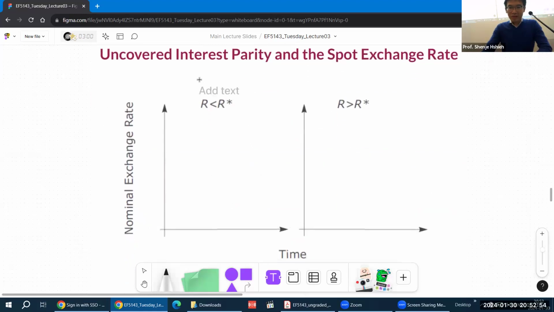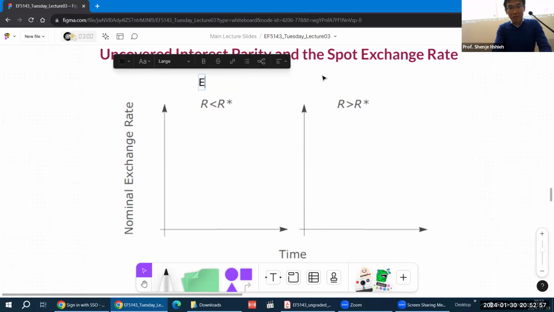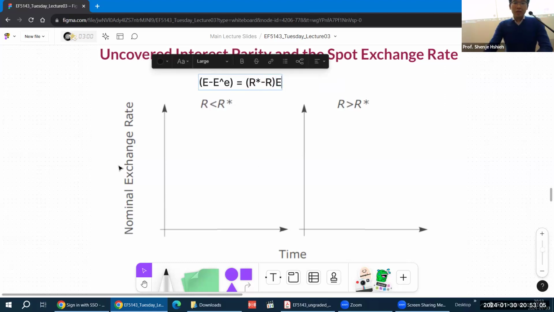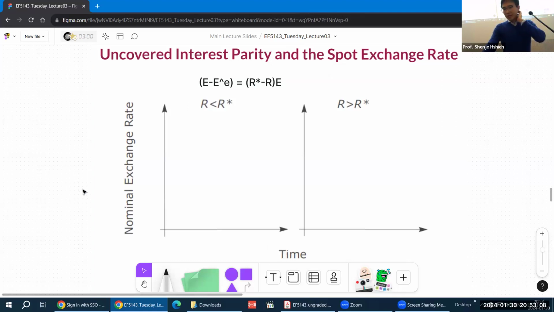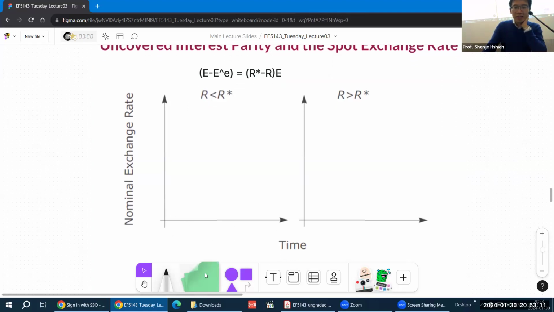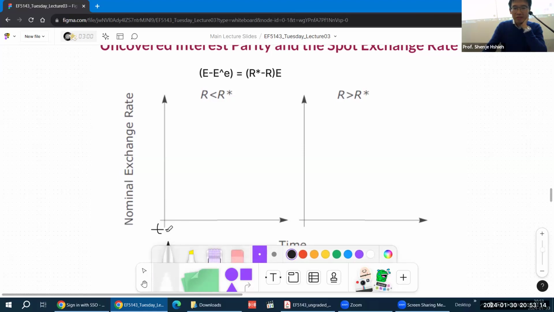Okay, so maybe I write the equation that I just mentioned up here so that we know what we're looking at. E minus E hat E is equal to R star minus R times E. Okay, so look at this graph. We have the x-axis as time goes from time equals 0, the time of bank deposit in which you put money in somewhere, all the way to maturity, so when you're going to take out the money. So call it t equals capital T. Same thing on this side, t equals 0 to t equals big T.